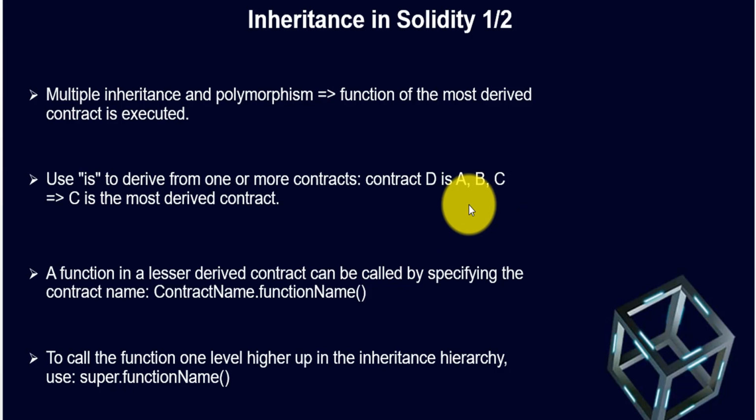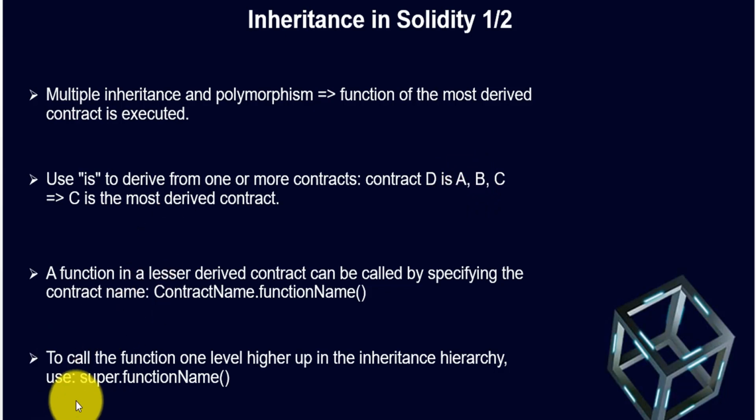Now let's assume all our contracts A, B and C implement a function called test. If in our new contract D we would call this function test, we would call the function on the most derived contract, which in our case is C. Now if you would like to call the function on a lesser derived contract, for example the function test defined in our contract A, we need to write a.test.